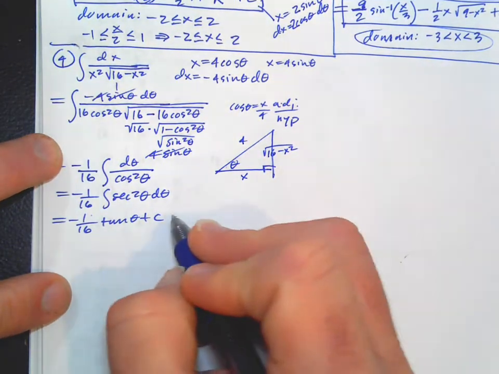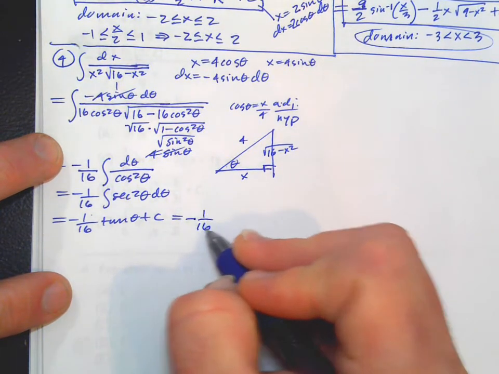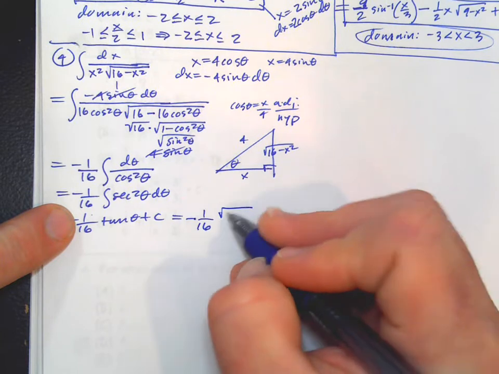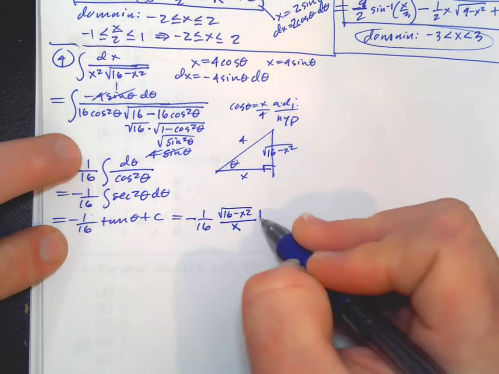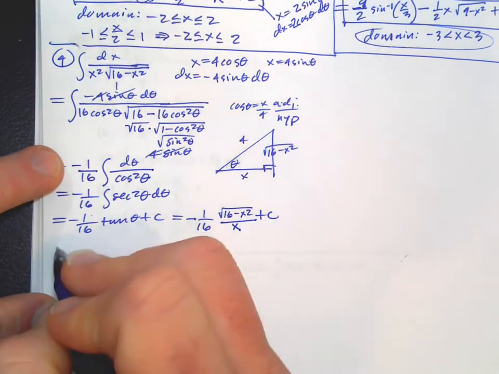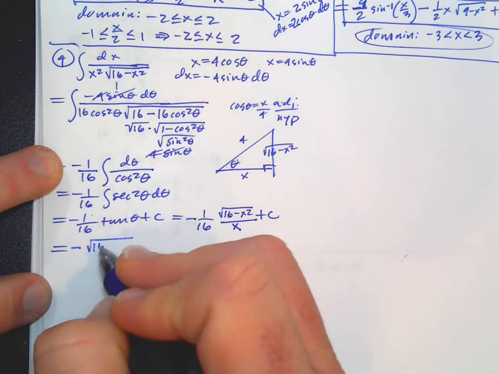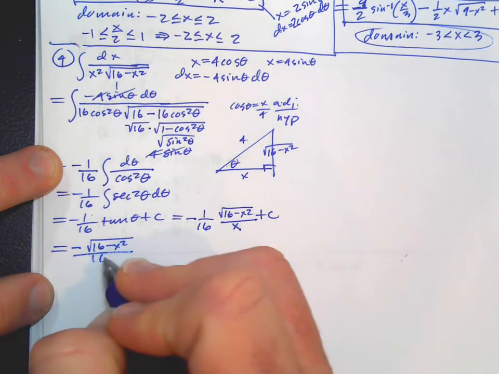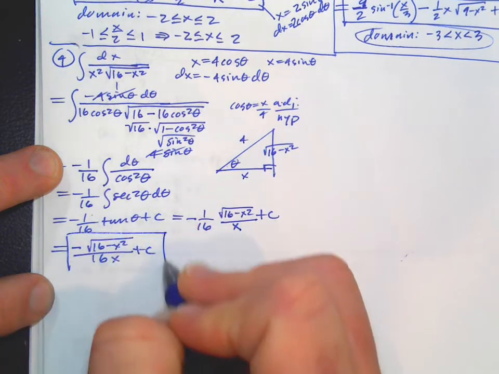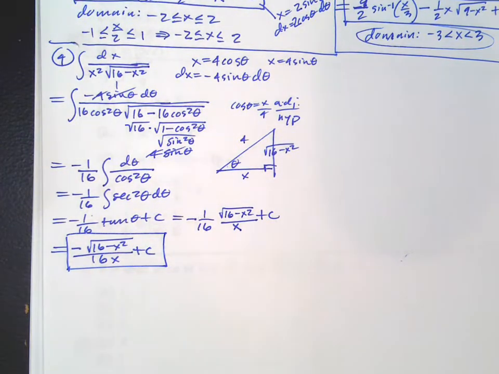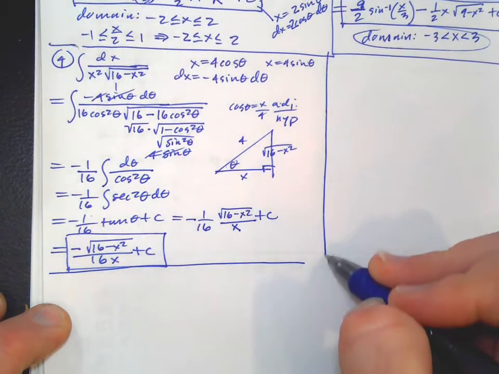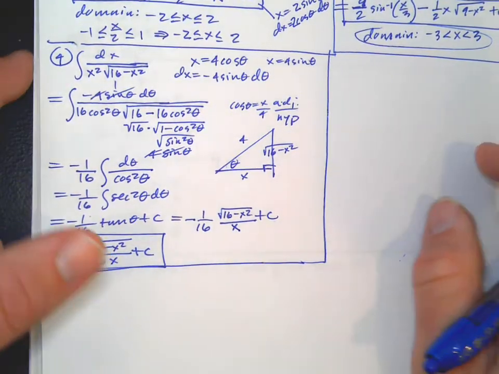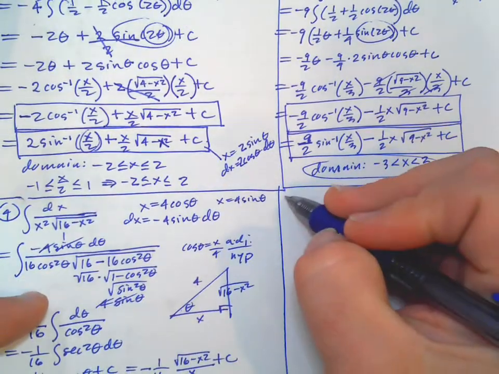So that's going to be negative 1 over 16, opposite over adjacent, plus c. So we could clean that up. We could say negative square root of 16 minus x squared over 16x. And I think if you did it the other way, you should get the same answer this time. Okay, number 4. All right, so number 7 we will do next.